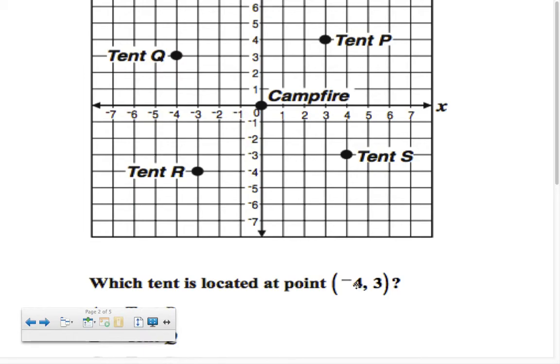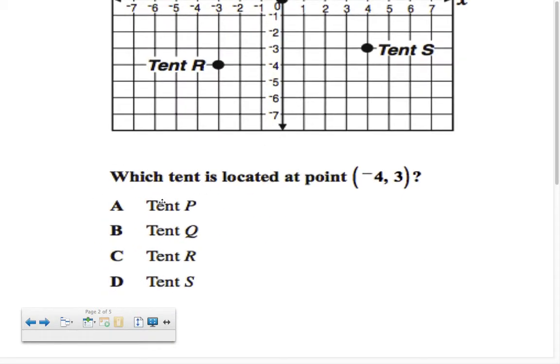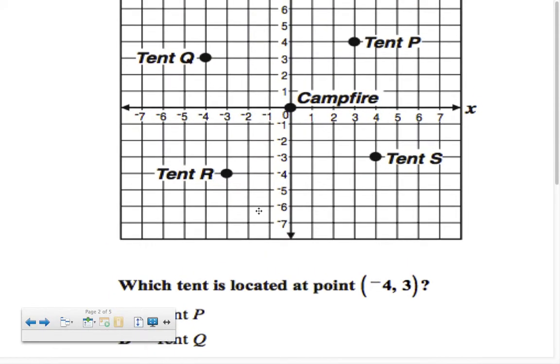So the first number is the x-axis, and we have to move not this way, because that would be in positive land. The first number is on the x-axis, and it's negative. We have to go backwards to -4. The second number is 3, and that means we have to go up. 1, 2, 3. So the answer for this particular question would be B, which is tent Q.